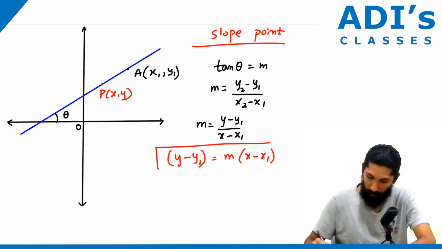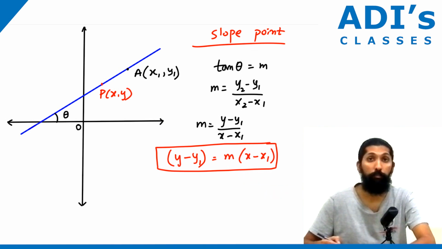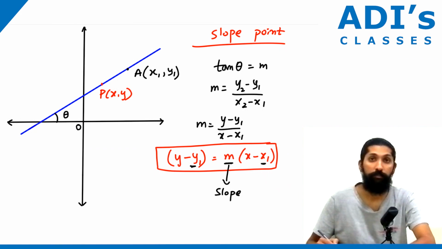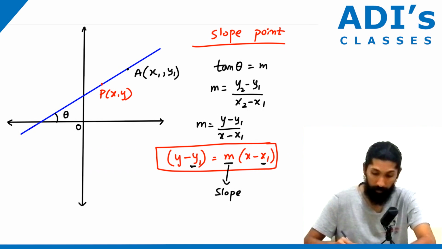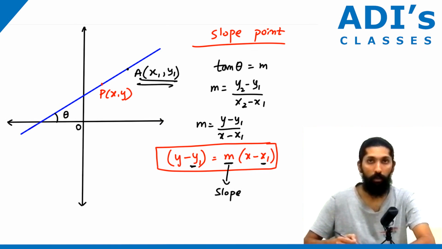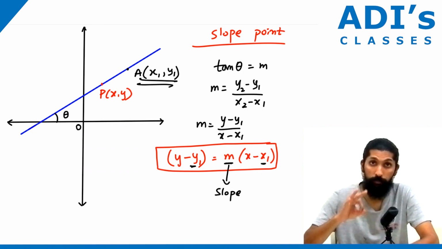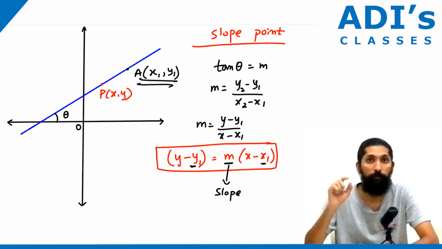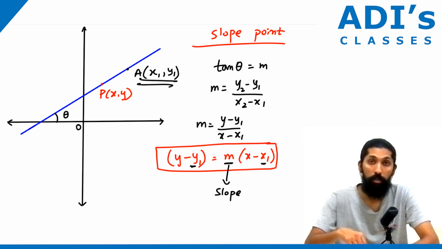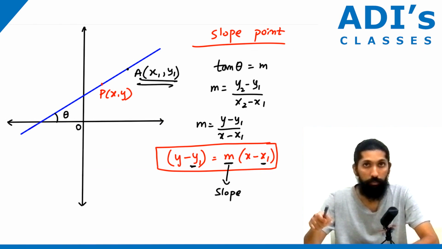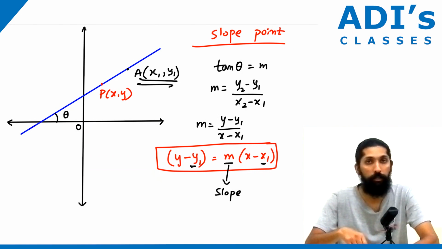Now this is what we call the slope point form, because if you look at this, m is the slope, and x1, y1 is nothing but the point x1 comma y1, which is given to us. For example, suppose I tell you to find the equation of a line having a slope of 3 passing through the point 5 comma 2. So here m value is 3, x1 is 5, y1 is 2.